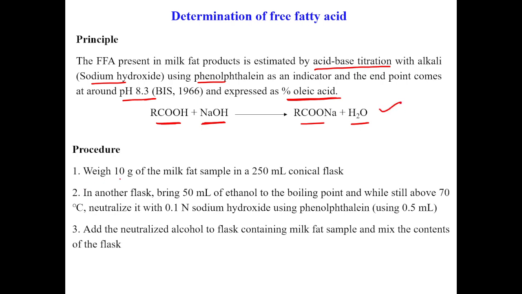So what is the procedure? You have to take 10 gram of milk fat sample in a 250 ml conical flask, and in another flask you add 50 ml of ethanol heated to the boiling point, and while still above 70 degrees Celsius, neutralize it with 0.1 normal sodium hydroxide using phenolphthalein. The phenolphthalein we take is 0.5 ml.